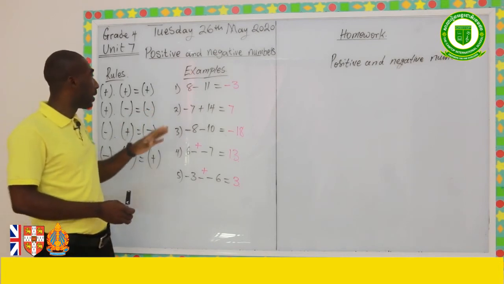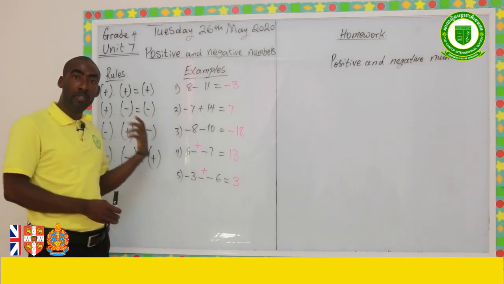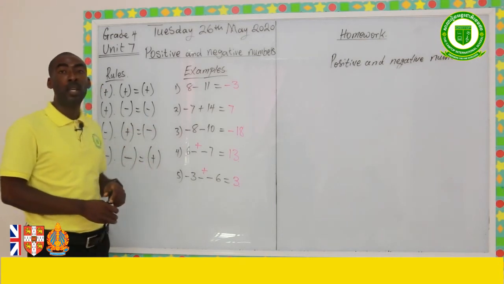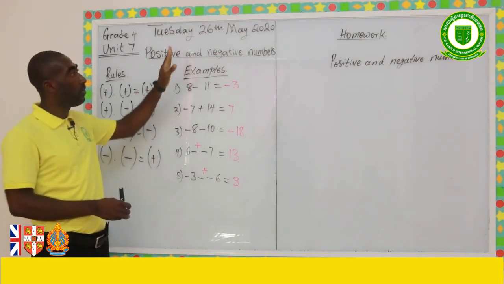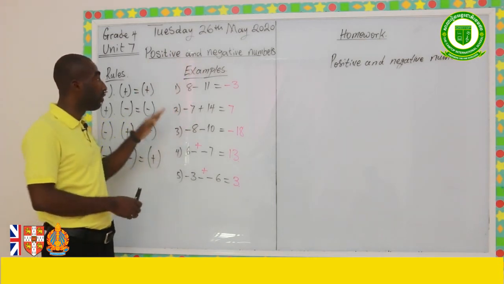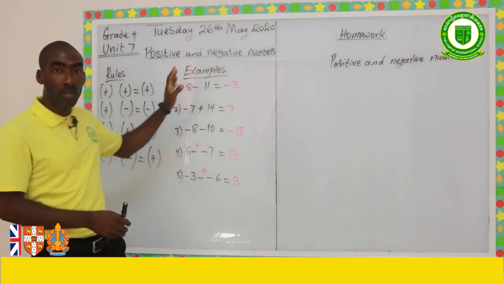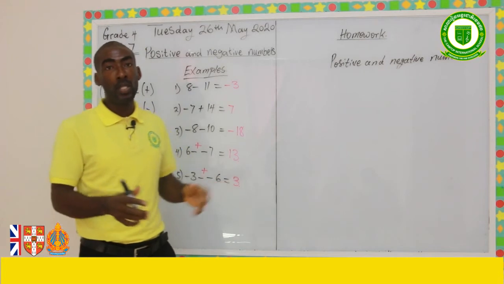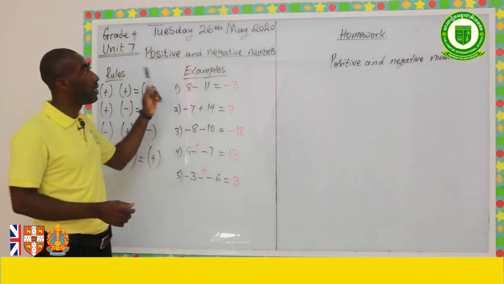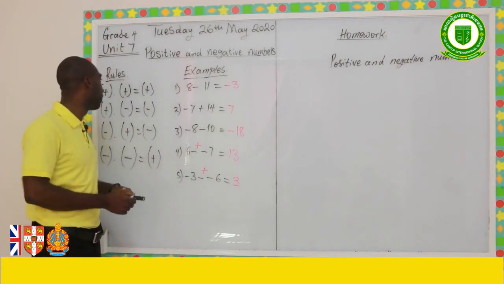Before we close, I would like to lay more emphasis on our rules for handling positive and negative numbers, because the rules are the key to unlock or to open or to find answers to all equations when you are dealing with positive and negative numbers, okay?